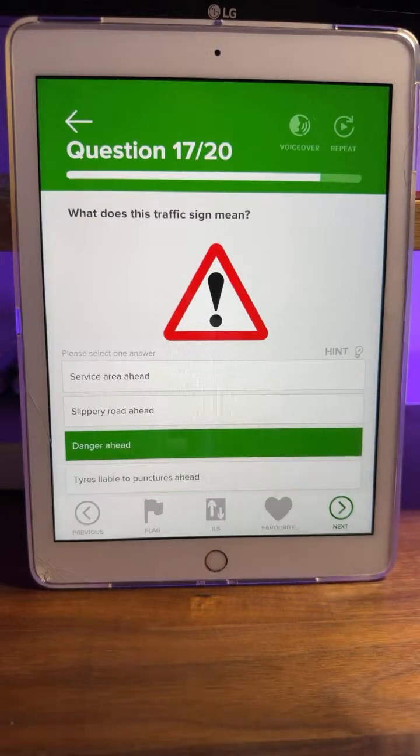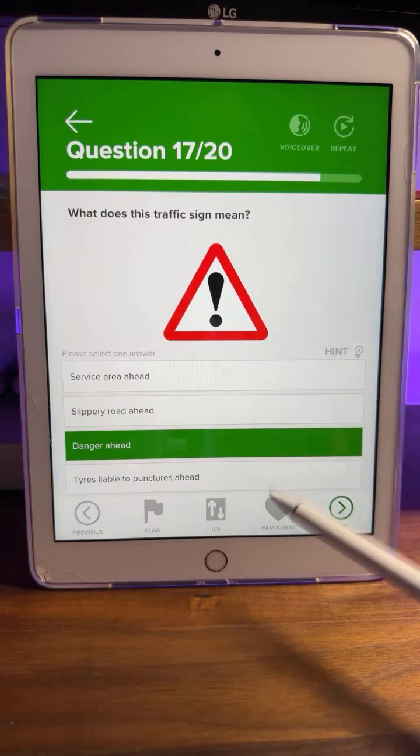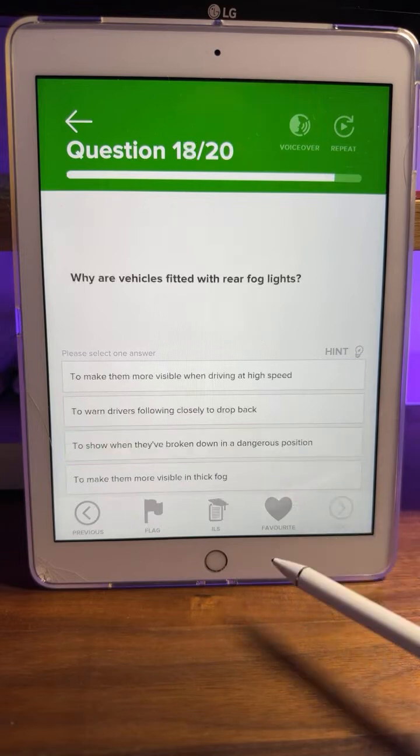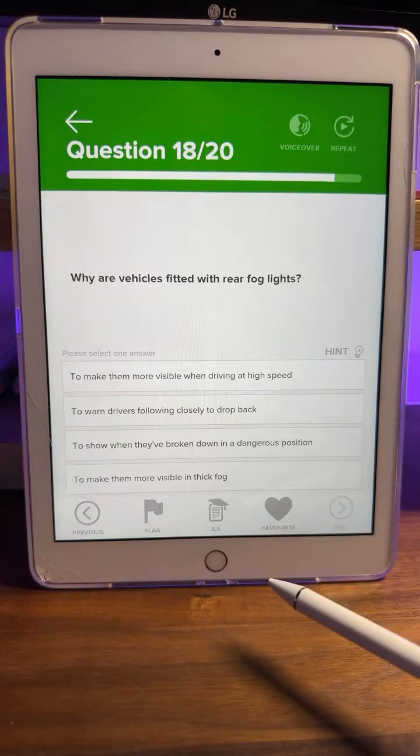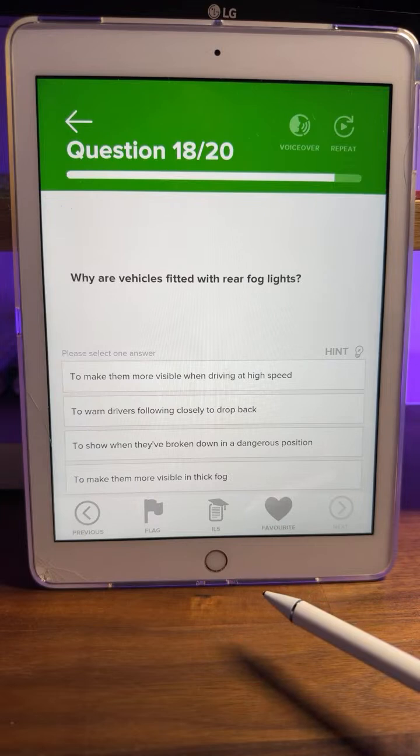So yeah, C, danger ahead. Exclamation mark is always a sign for danger, isn't it? So yeah, correct. Well done. So C is the correct answer. Question 18. We're almost there. Why are vehicles fitted with rear fog lights?